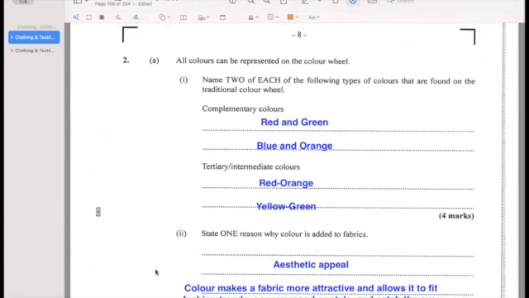All right. All colors are represented on the color wheel. And we know the color wheel, right? Name 2 of each of the following types of colors that are found in the traditional color wheel. So we have complementary colors. One complementary pair that all of us normally know is the Christmas colors, red and green. They asked us for 2, so we're going to give them 2. So 1, red and green, and 2, blue and orange.